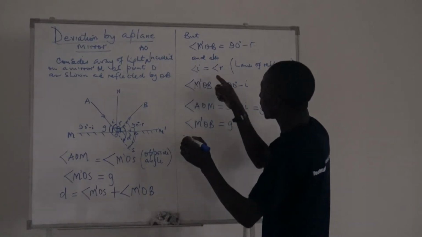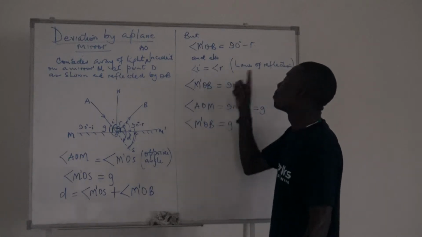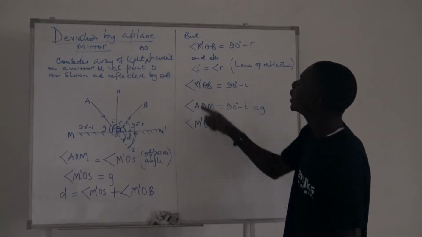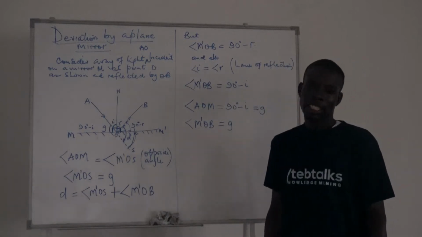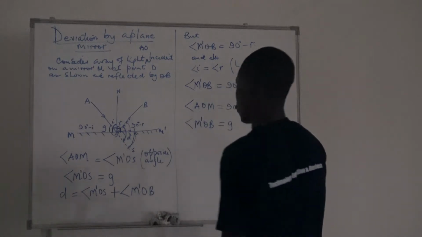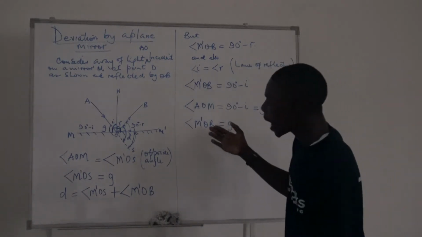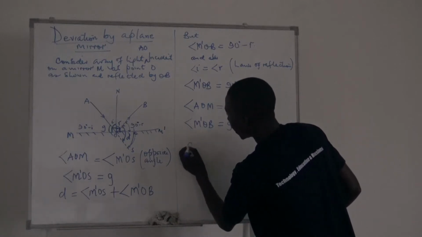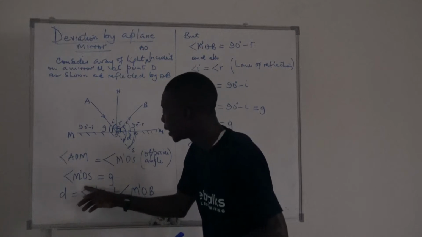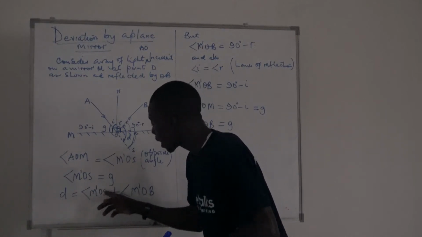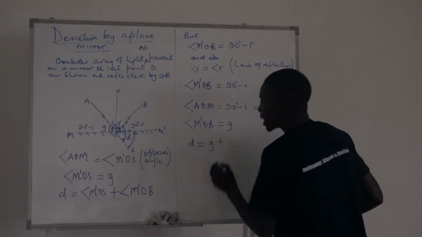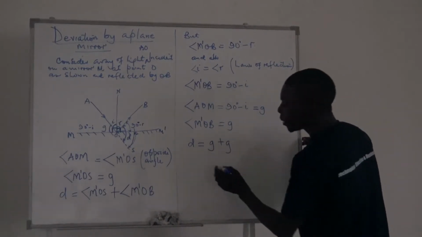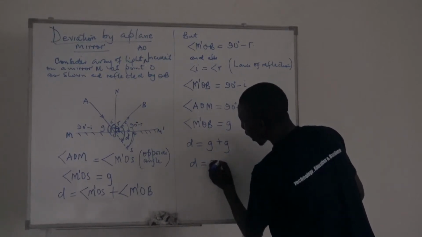Because if angle MOB is 90 minus I, and also angle AOM is equal to 90 minus I, don't you think this equals this and this equals G? Try looking at it. If that is very true, we shall now come back and say, my D, coming back here is angle MOS, which is G, plus angle MOP, which is also G, as we have seen, and then finally we can say that D equals twice G.